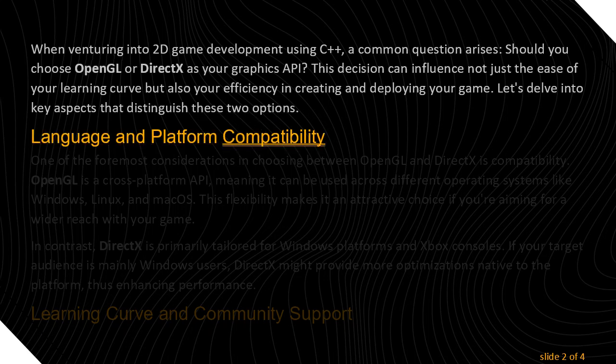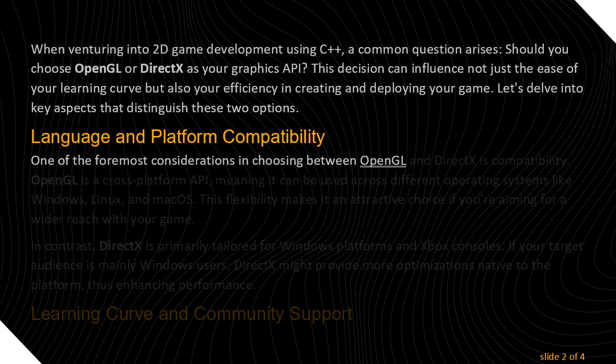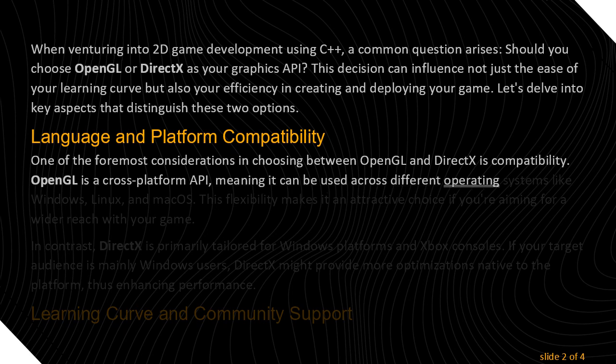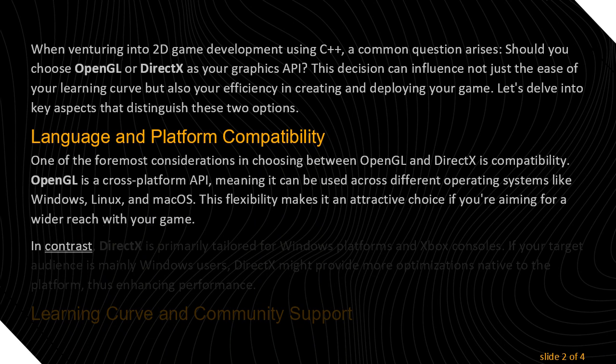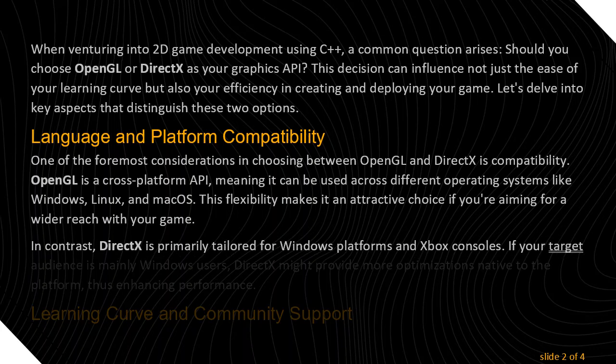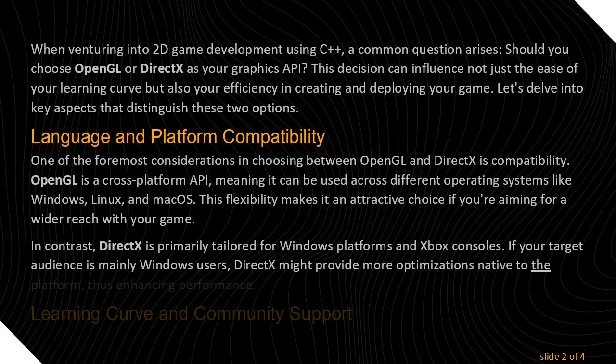Language and platform compatibility. One of the foremost considerations in choosing between OpenGL and DirectX is compatibility. OpenGL is a cross-platform API, meaning it can be used across different operating systems like Windows, Linux, and macOS. This flexibility makes it an attractive choice if you're aiming for a wider reach with your game. In contrast, DirectX is primarily tailored for Windows platforms and Xbox consoles. If your target audience is mainly Windows users, DirectX might provide more optimizations native to the platform, thus enhancing performance.